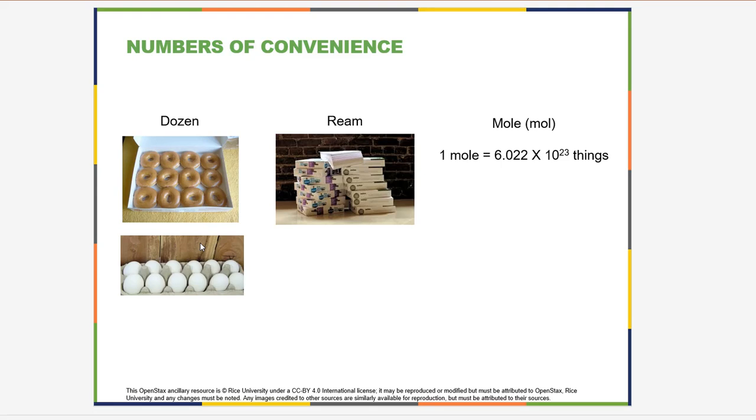You could go to Dunkin' Donuts and buy a dozen donuts. You can go to the grocery store and buy a dozen eggs. You could buy a dozen beers. For whatever reason, for certain things, 12 of them seems to be a number of convenience.